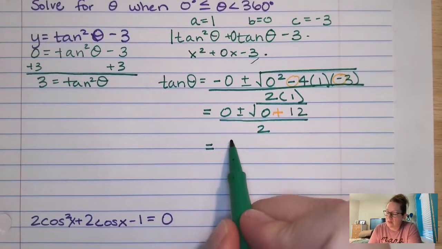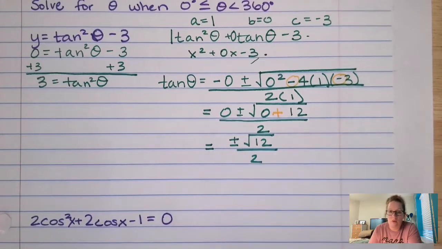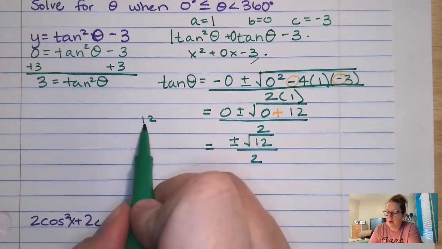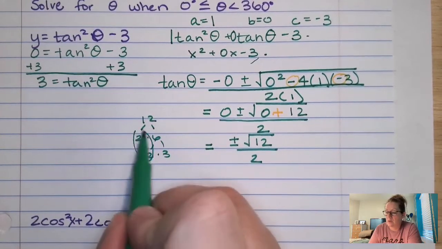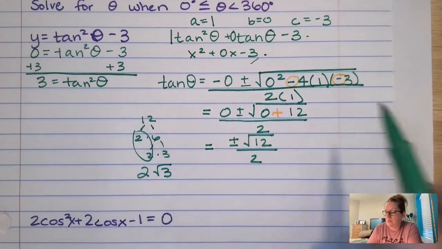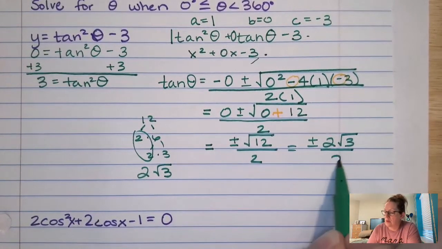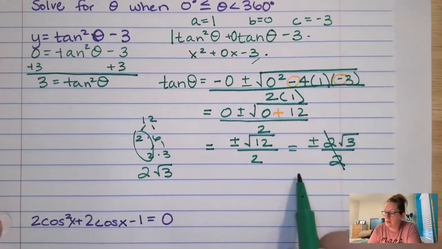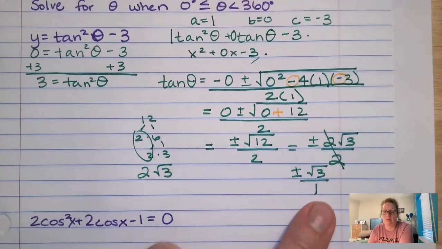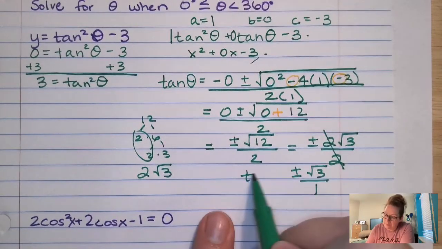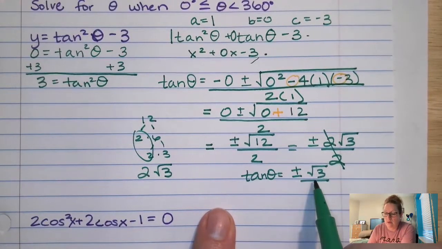So 0 plus or minus, so we don't care about that guy. We're going to say plus or minus root 12 over 2. I can simplify radical 12, so let's go 2 and 6, 2 and 3, pairs of 2 come out, root 3, so we get plus or minus 2 root 3 over 2, 2's cancel, so here are my 2 ratios. I'm going to have tan equals positive root 3, and tan equals negative root 3.